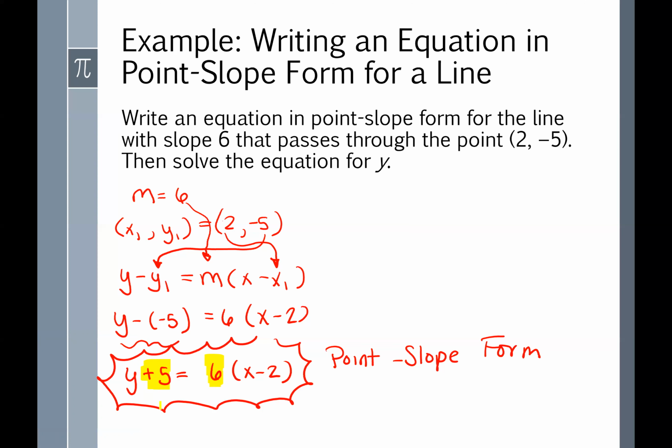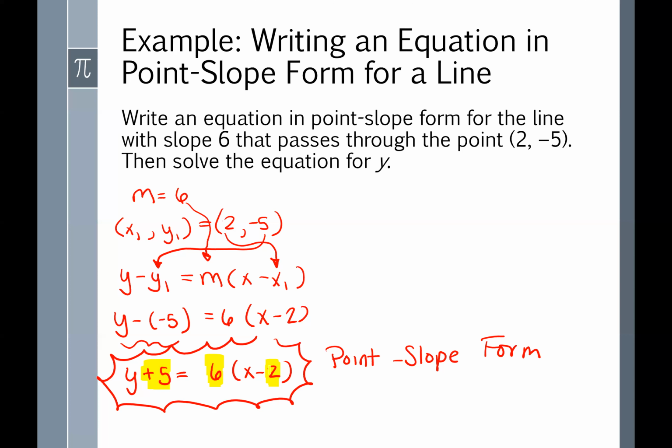That number plus 5, if I change its sign, then that's going to be the y coordinate of the point that's on this line. And then whatever I'm subtracting over here on the right-hand side of this equation, I'm subtracting 2. So the x coordinate of the point that's on this line is 2. So looking at this, I can see that the point on this line is (2, -5), and the slope is 6.